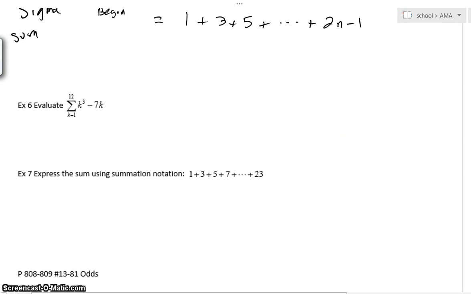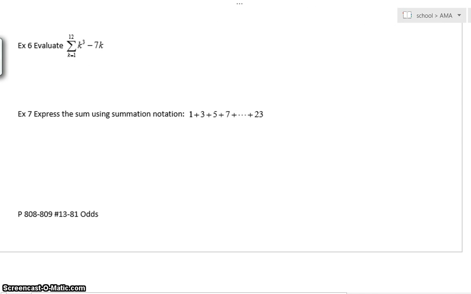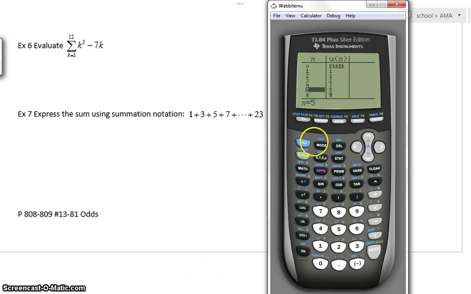For example 6, thank goodness this is a problem where you can use your calculator. And your calculator is going to become such a huge help. Sometimes they'll just say, hey, add these up. Add up that formula from k equals 1 to k equals 12. Add up the first 12 terms. Well, look, press the math button. Go down to the summation at 0.